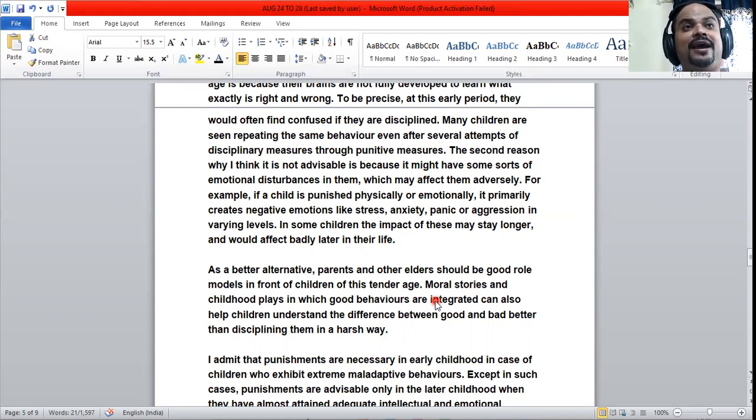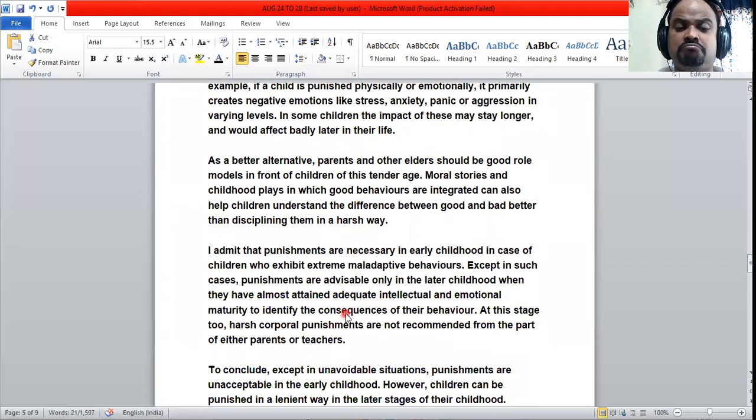If they understand in such a way, they will never forget those lessons in their life, and they try to keep them as long as they live. So these things are better than disciplining children in a harsher way. So this is what the paragraph says.